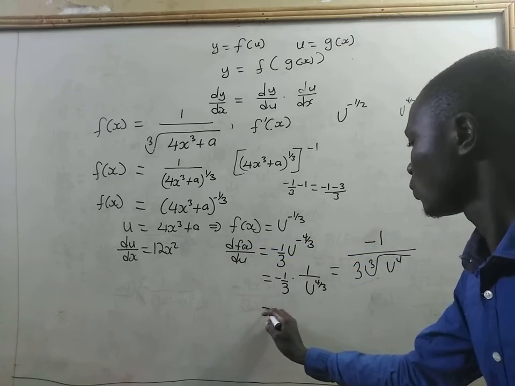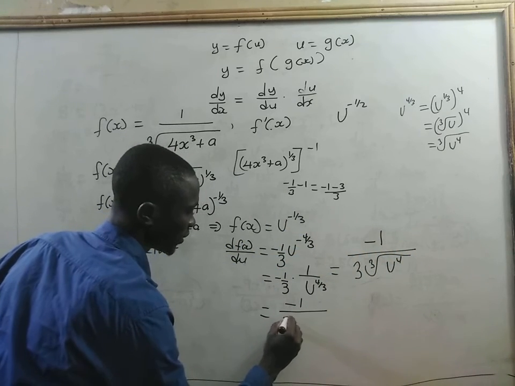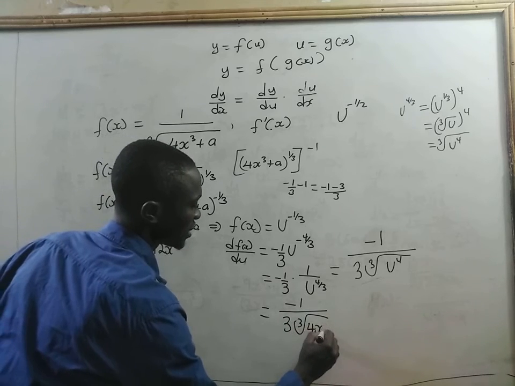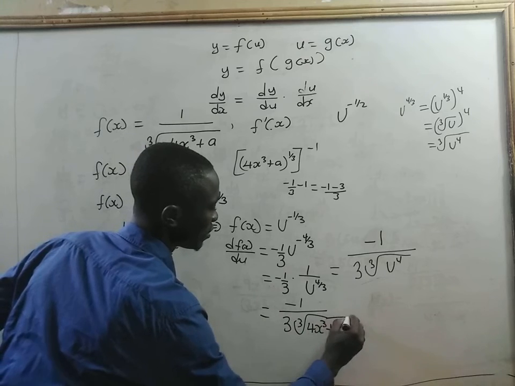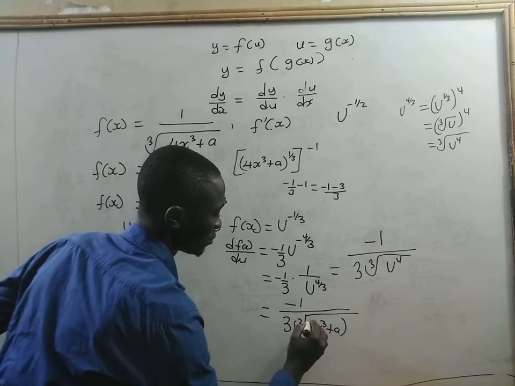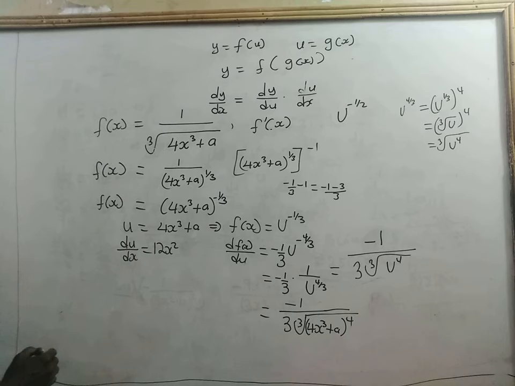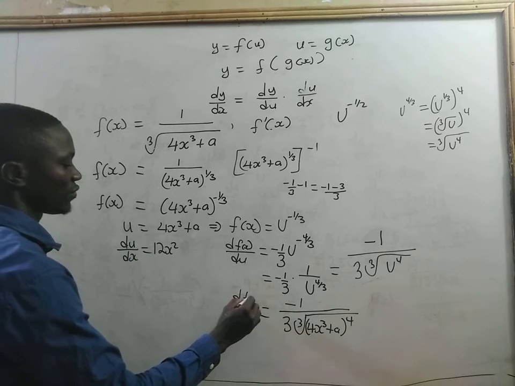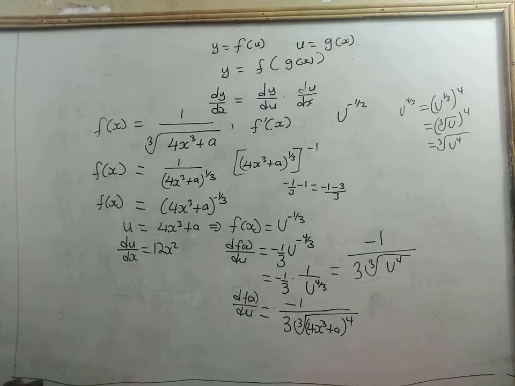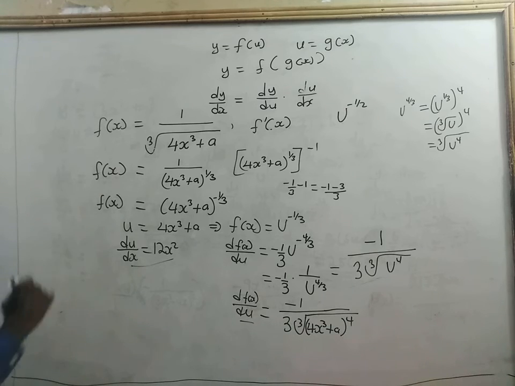So here I'm going to get negative 1 on 3 times the cube root of 4x cubed plus a to the power 4. Very, very simple as that. As the derivative of f of x with respect to u. Now, we have this, we have that. So we can compute f prime of x.